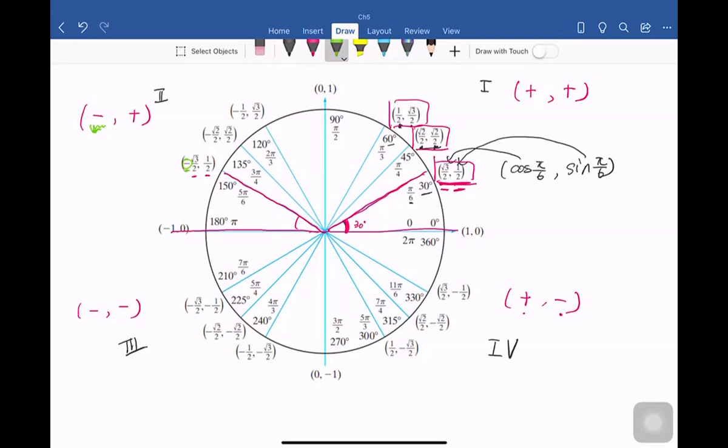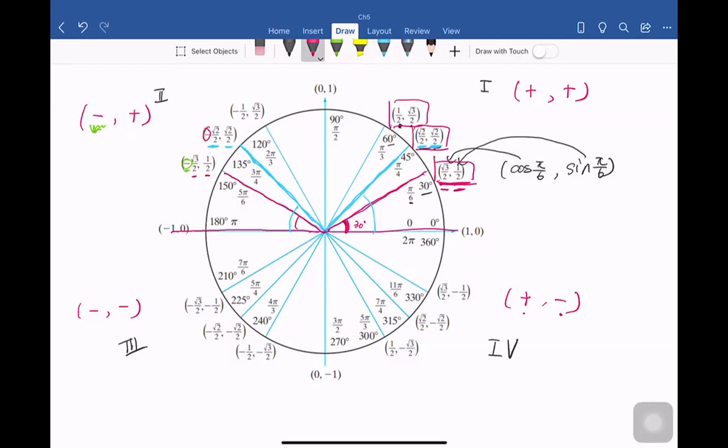And let's see another example. This terminal side has an angle of 45, and this one has the same reference angle as this line. This is 45. That means the value here and the value here, they are the same. The only difference is the sign in front of the x.